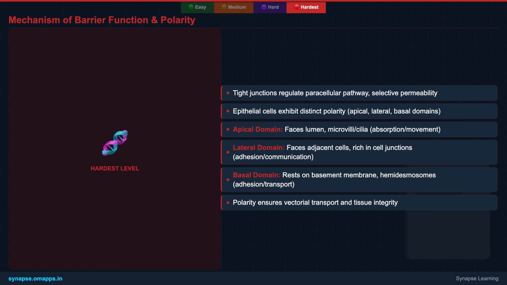Each cell has an apical domain facing the lumen, often with microvilli or cilia, a lateral domain with various junctions for cell-to-cell adhesion and communication, and a basal domain resting on the basement membrane, anchoring the cell and facilitating transport. This compartmentalization ensures vectorial transport, meaning substances are moved in a specific direction, crucial for functions like nutrient absorption or waste excretion.